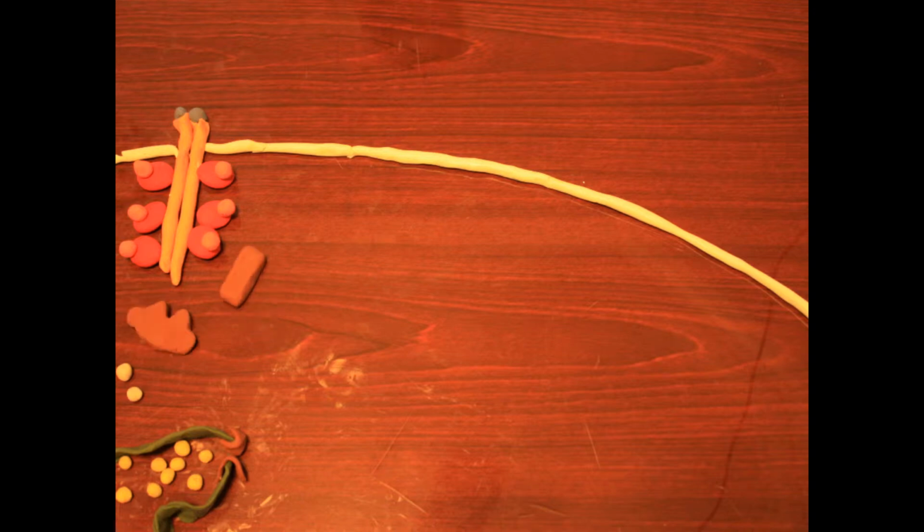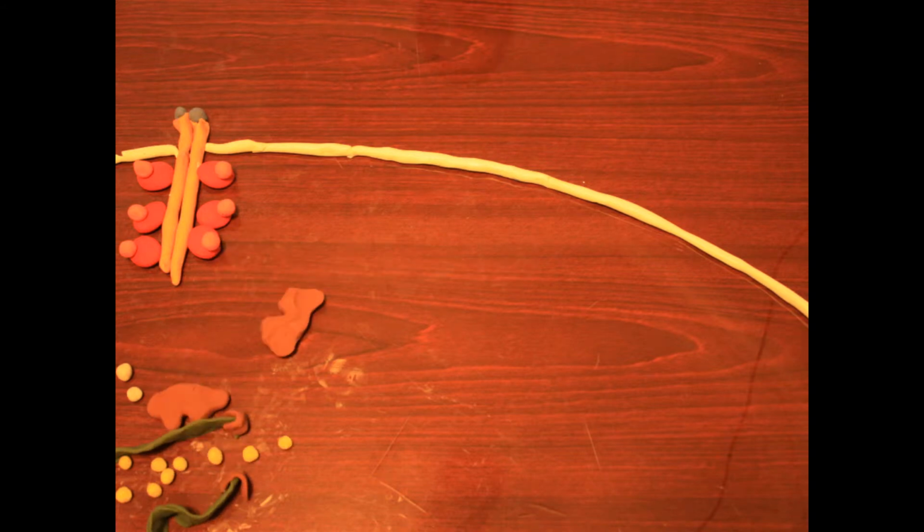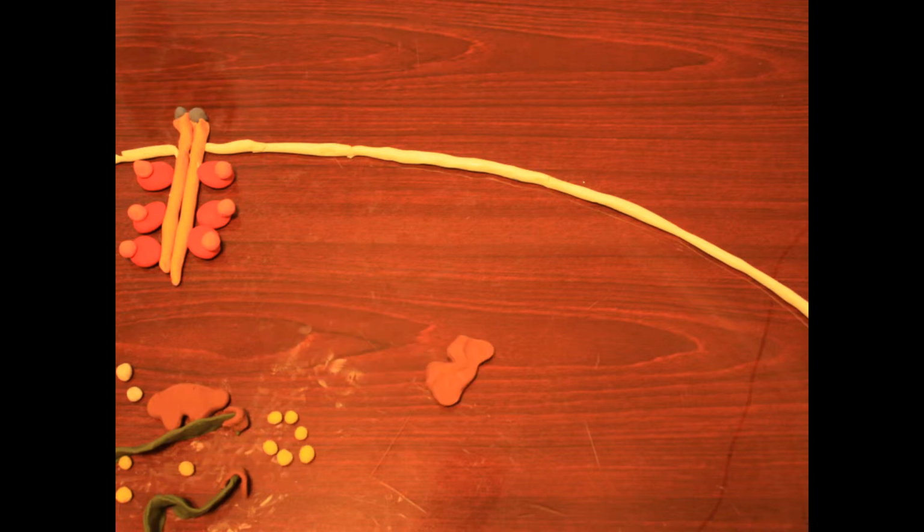Then the phosphorylated dimer causes inactive relay proteins to turn active. These active relay proteins then go through the signal transduction pathway, which then leads to the gates being opened on the ER after the enzyme bonds to it.